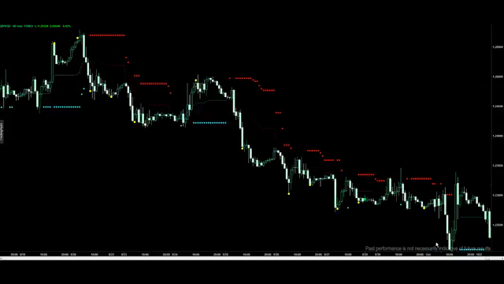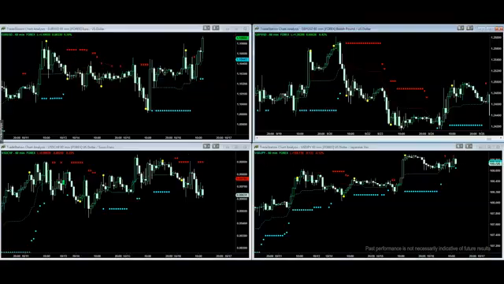So, as you can see, the Dynamic Trend Trader is a powerful system. It's real and it could be used to trade multiple markets.